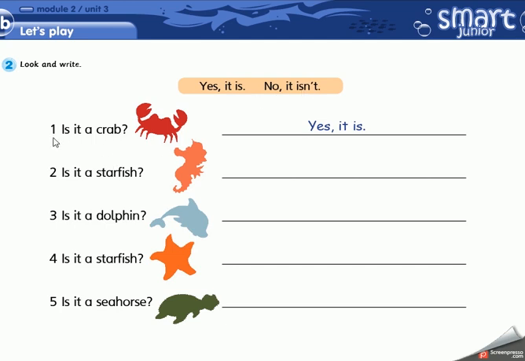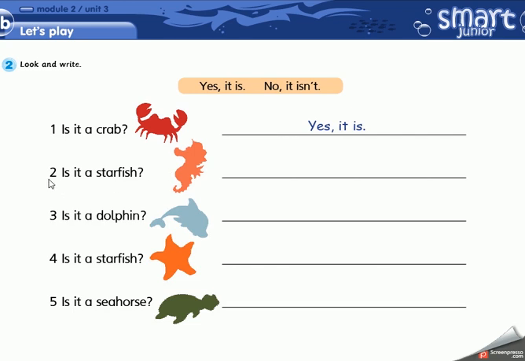Let's see number one. Number one, is it a crab? Yes, it is. It's a crab. Yes, it is.